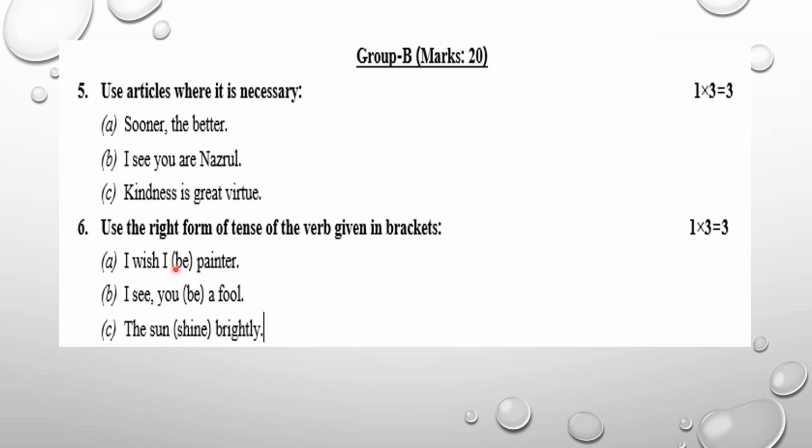I wish I were a painter. Here be will be were. I see you are full. Here be will be are. The sun shine brightly. Here you have to add s after the shine word. The sun shines brightly. These are the correct form of verb. This way we have to complete the answer of the question from grammar topic.